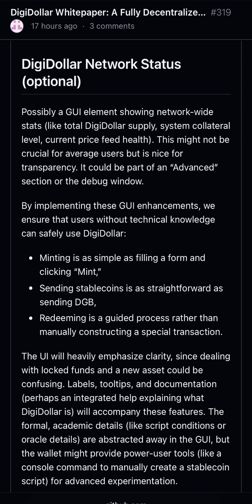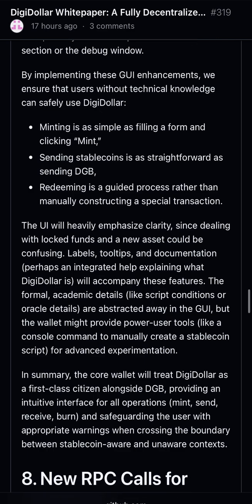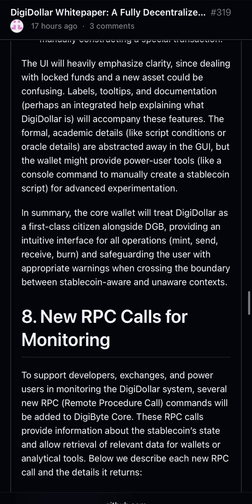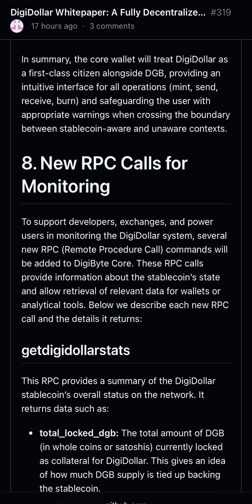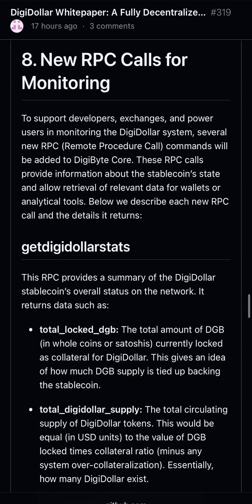The formal, academic details, like script conditions or Oracle details, are abstracted away in the GUI, but the wallet might provide power user tools, like a console command to manually create a stablecoin script, for advanced experimentation. In summary, the core wallet will treat DigiDollar as a first-class citizen alongside DigiByte, providing an intuitive interface for all operations: mint, send, receive, burn, and safeguarding the user with appropriate warnings when crossing the boundary between stablecoin-aware and unaware contexts. 8. New RPC calls for monitoring.